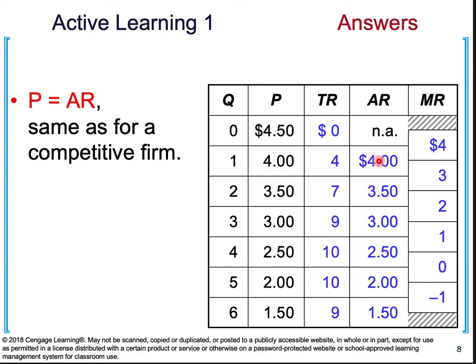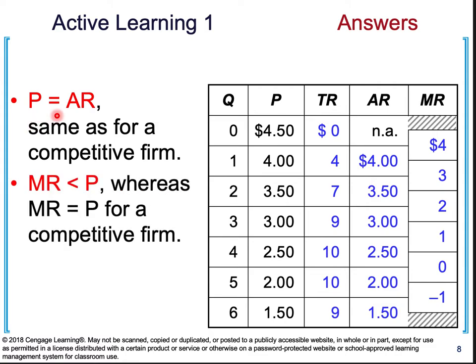Now our average revenue is just our total revenue divided by our quantity. And our marginal revenue is the difference between revenue 2 and revenue 1. So in this case, price is equal to average revenue, same as a competitive firm, but marginal revenue is less than price, whereas price would be equal to marginal revenue in a competitive firm. So our marginal revenue here, this last column, is less than our actual price. This is why we set a higher price. So the next graph is going to show us when we graph all these points.